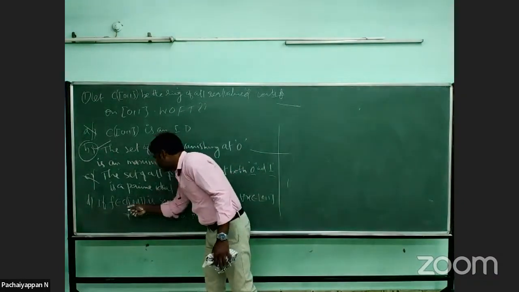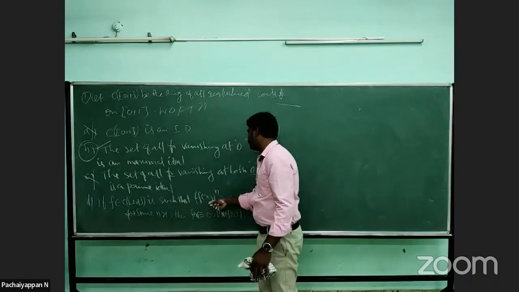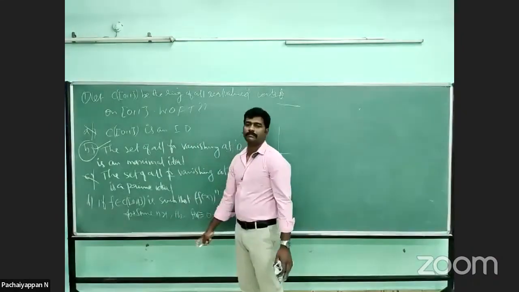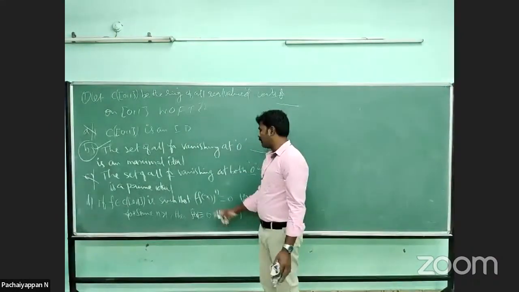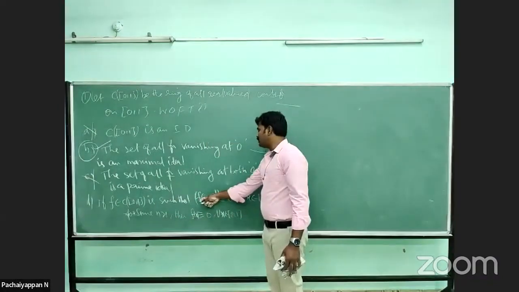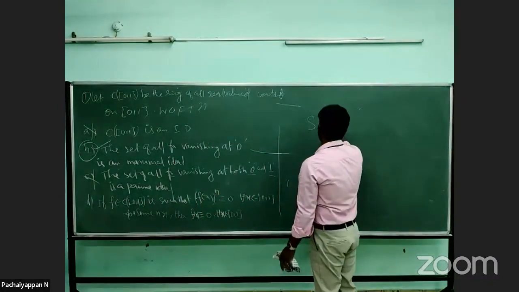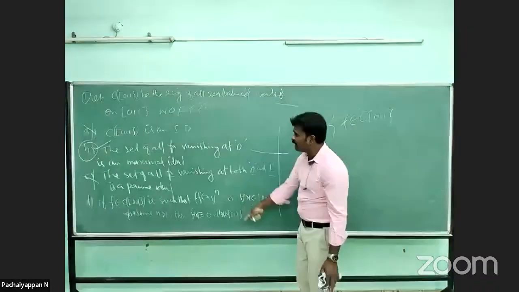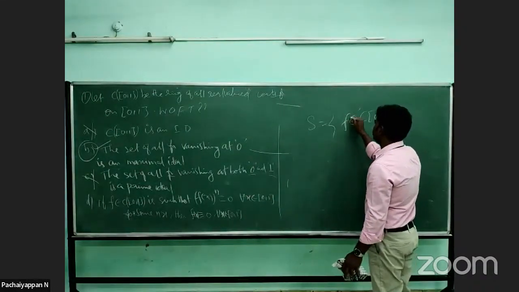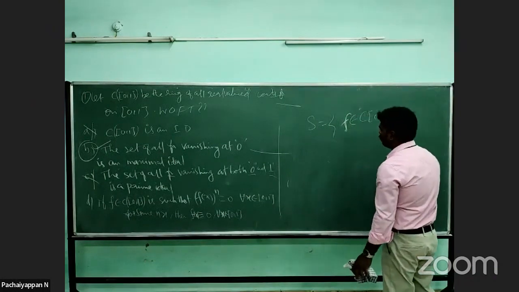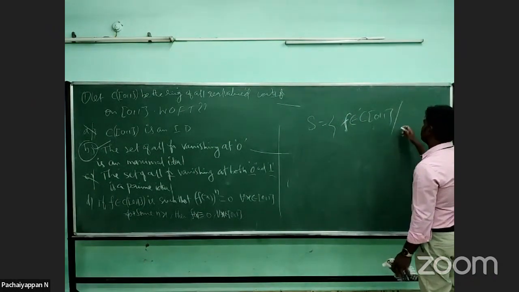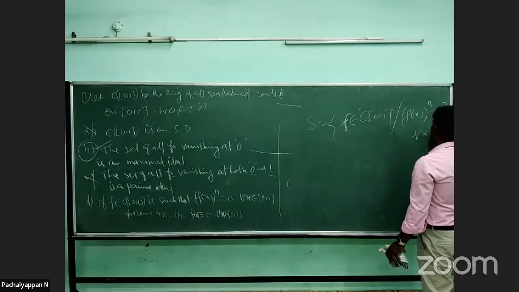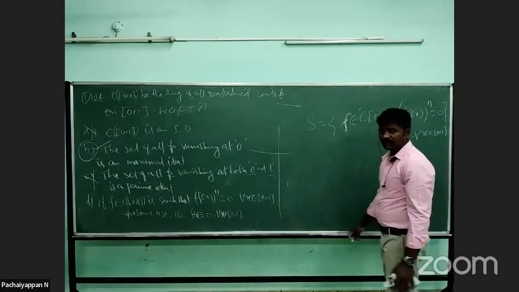The last option: the set of all f belongs to C[0,1] such that f(x)^n = 0 for every x belongs to [0,1], for some n, meaning for fixed n. n can be 5 or 4, whatever you take, but n should be strictly greater than 1. Then this implies that f(x) = 0. Now the question: S is equal to the set of all elements in C[0,1]. First, given any statement written here, you should convert it into set notation, then you can find the answer very quickly and clearly without making any mistakes. (f(x))^n = 0 for every x belongs to [0,1]. This is the given statement.